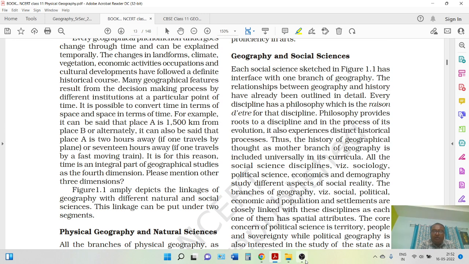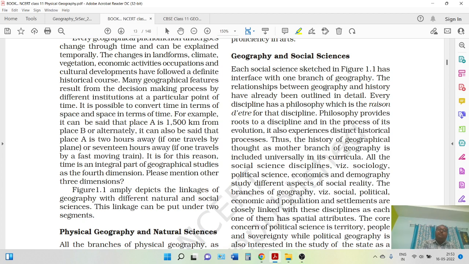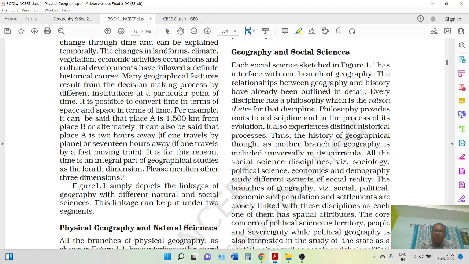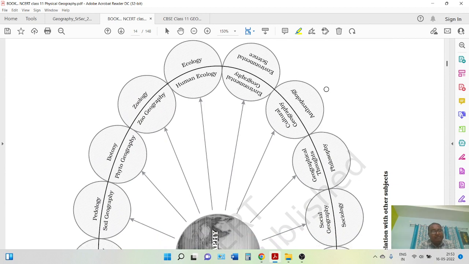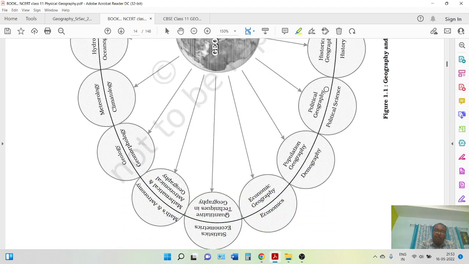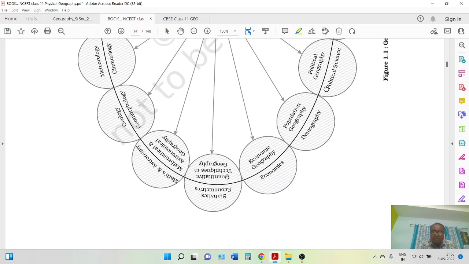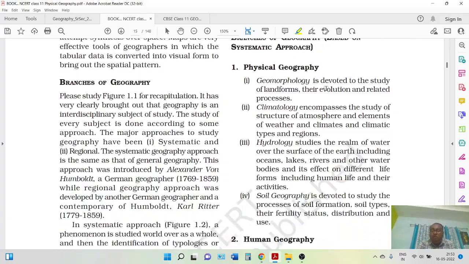In the next class, we will discuss the groups of geography, how geography evolved. This diagram we will analyze in our next video, how geography takes knowledge and what subjects divided from geography. Particularly we will focus on the concept of physical geography, the different aspects of physical geography. I hope it is clear.